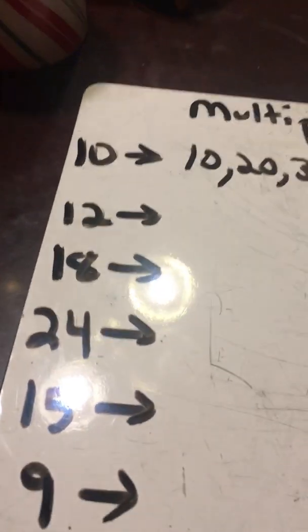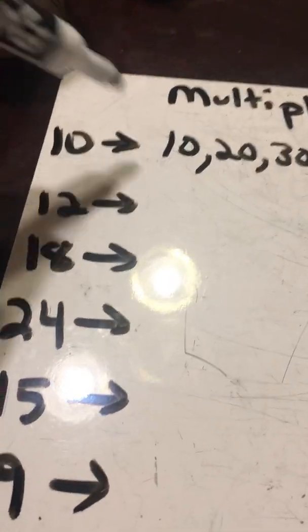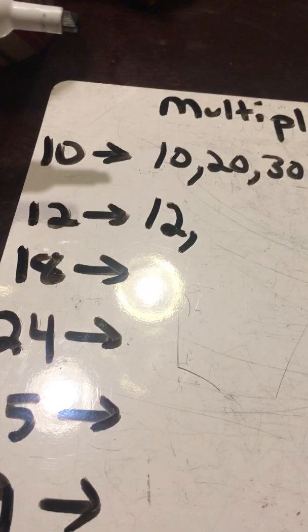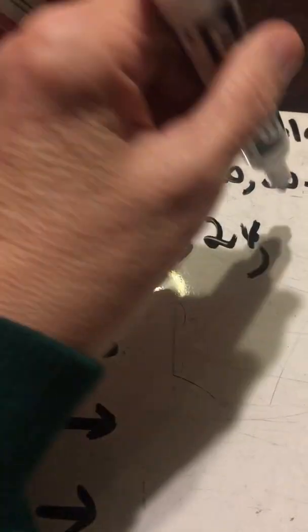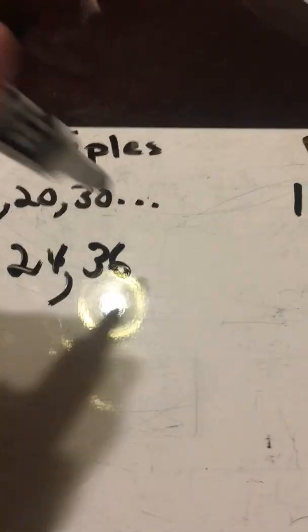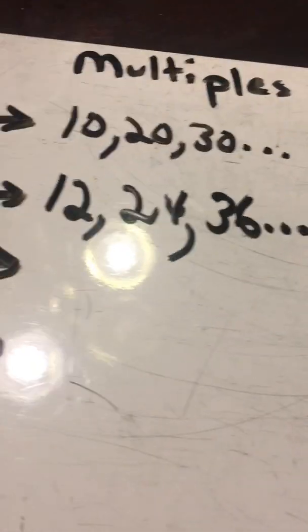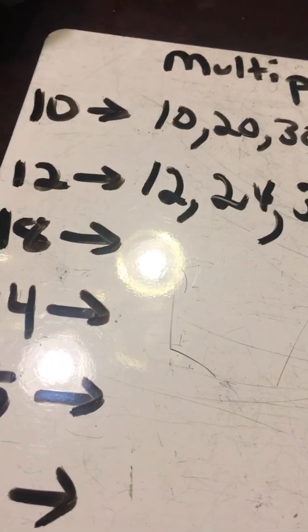Okay, now I have to do the multiples of 12. Well, that's easy. You just write down 12, and then you add 12 to 12. 24. Then you add 12 to 24. 36. And dot, dot, dot, to indicate it goes on forever. Okay, multiples are easy. Factors of 12.